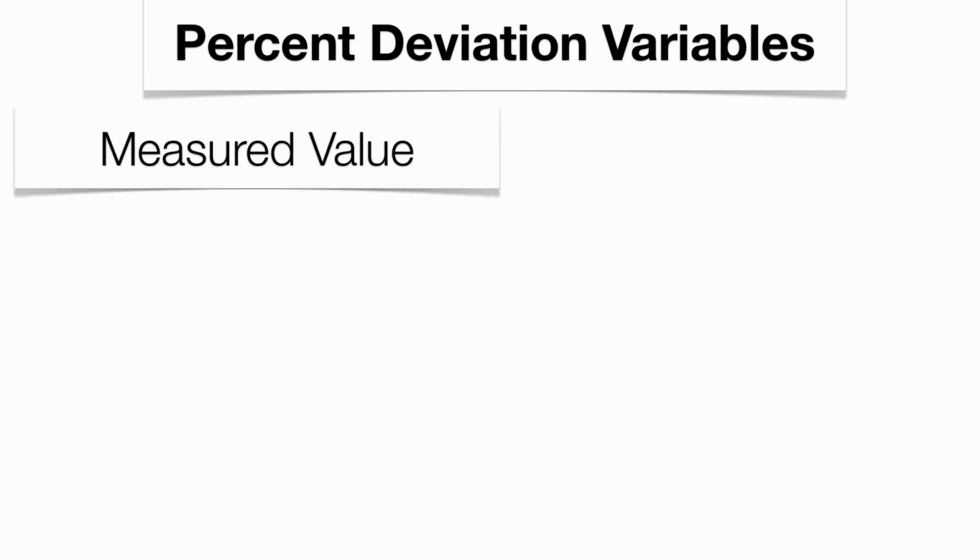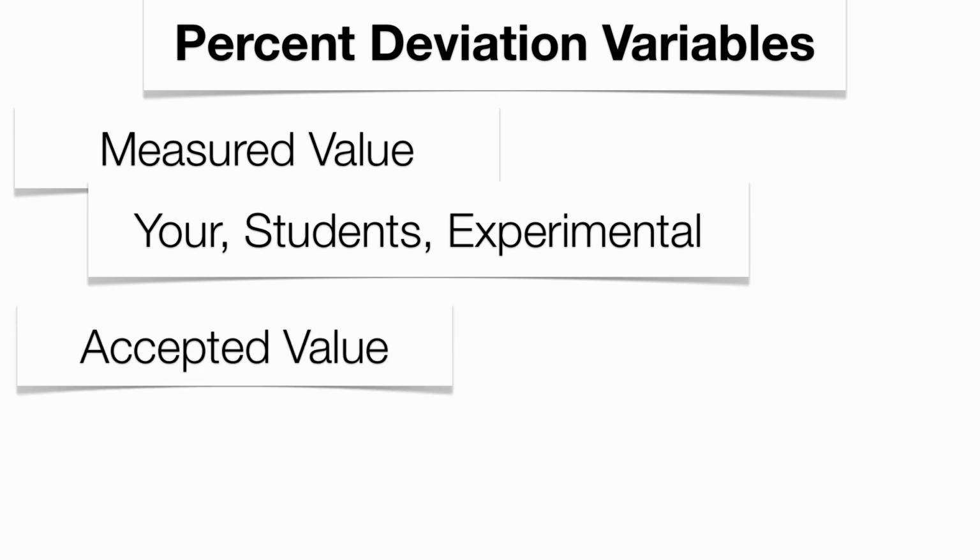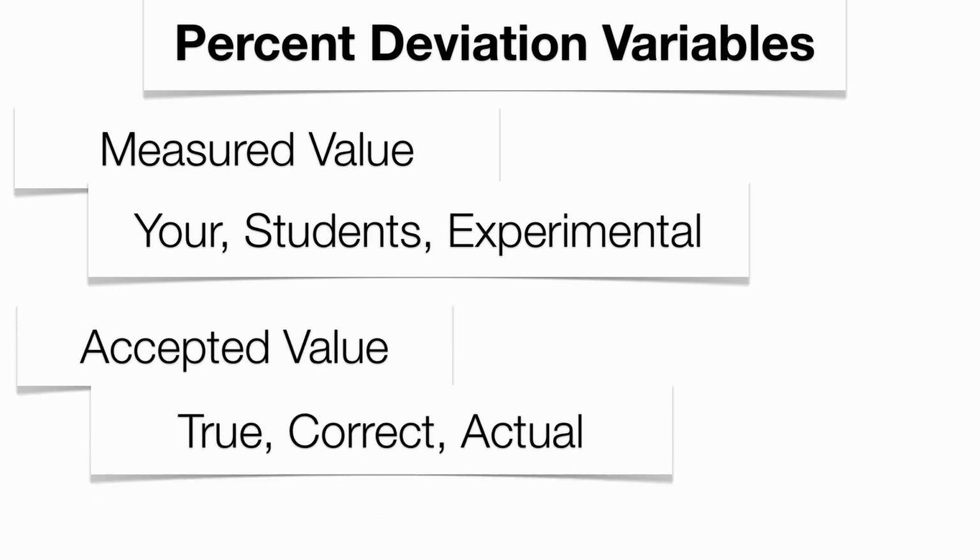So it's very important for you to have an idea that when you talk about the variables, measured values are going to be your value, a student's value, or the experimental value. The accepted value, some words there that are going to describe that, are the true value, the correct value, or the actual value. So percent deviation is the difference between the measured and accepted value divided by the accepted value, multiplied by 100.